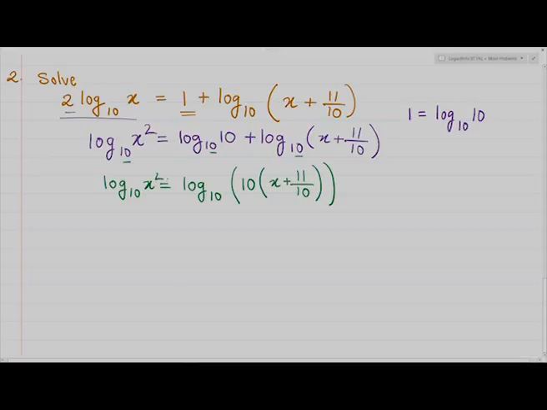What should be the next step? I want to eliminate these log terms. Again I will use the same logic as log to the base a of m is equal to log to the base a of n, then m must be equal to n. This is true if and only if. So, this property I will use.